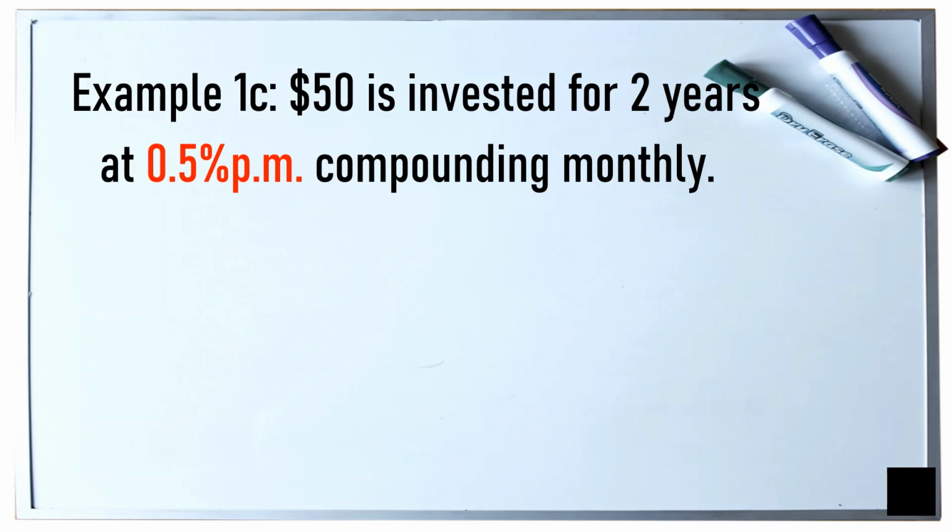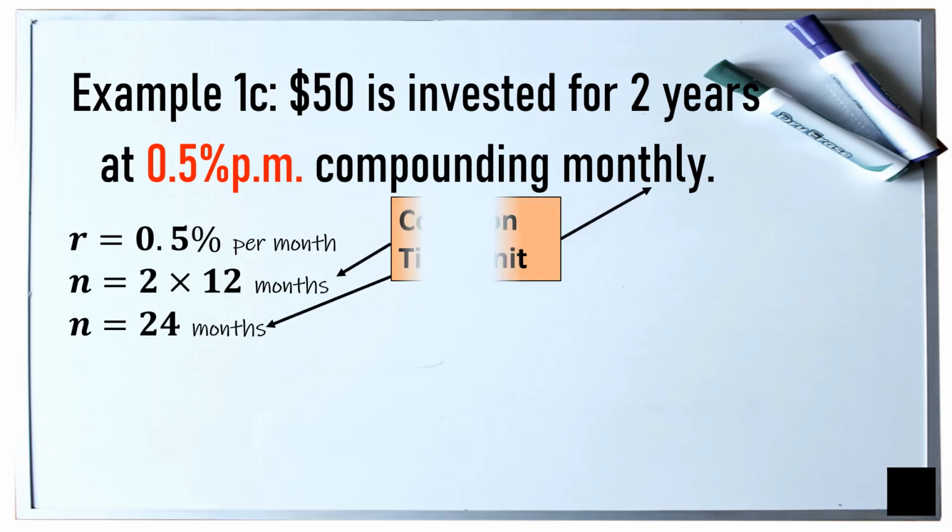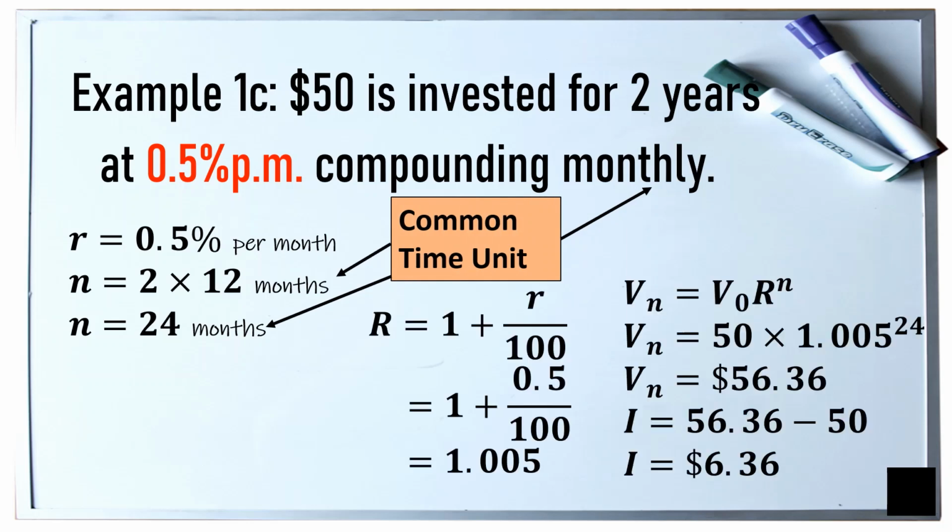So we're going to look at this example just one more time. It's still going to be $50. We're investing it for 2 years, just like we did originally, but this time we've changed the interest rate into a rate per month. So that means it doesn't need to be converted because it's already in the time unit that we require. The N needs to be converted back to months. And then once we've got it all in the same common time unit, we can proceed as we did before and get the exact same answer.